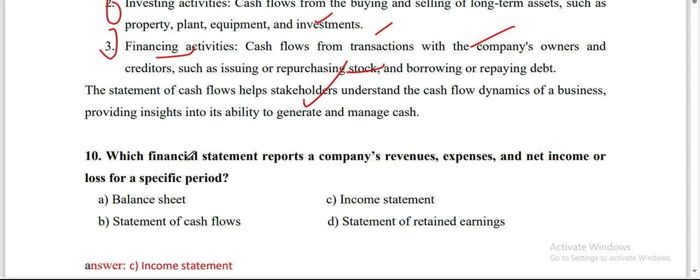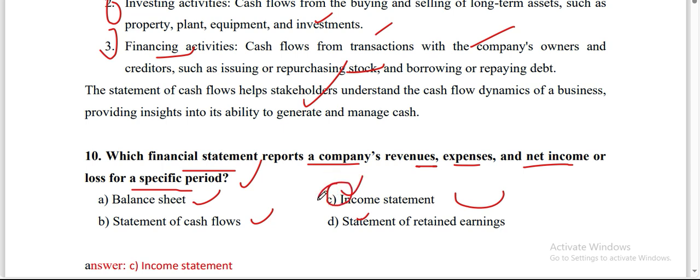Question number 10. Which financial statement reports a company's revenue, expenses, and net income or loss for specific periods? A. Balance sheet. B. Statement of cash flows. C. Income statement. D. Statement of retained earnings. So the best answer for this question is C. C is the best answer.